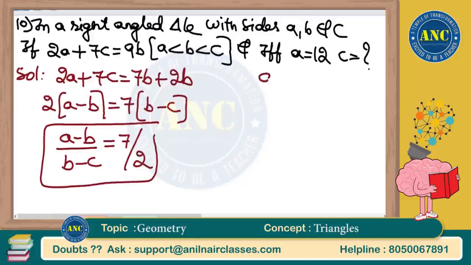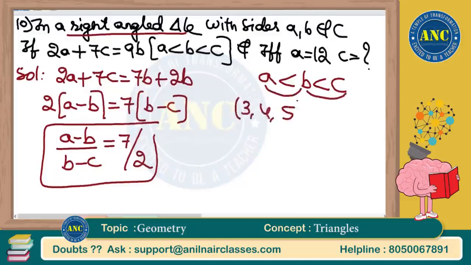What is given? A less than B less than C. And another hint which is given is that it is a right angle triangle. So these two differences should be in the ratio 7 to 2. Let us see.